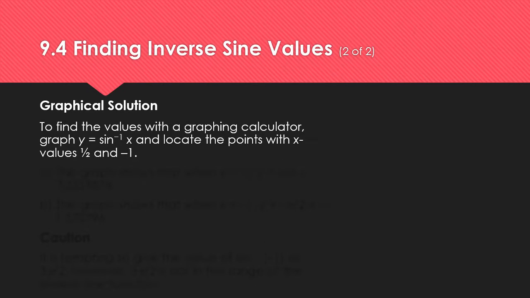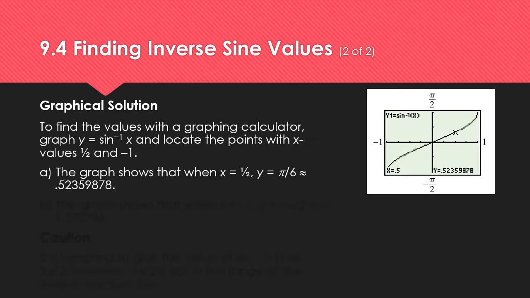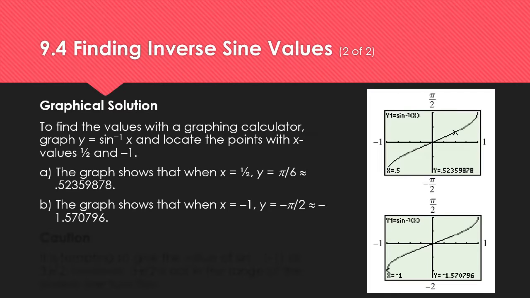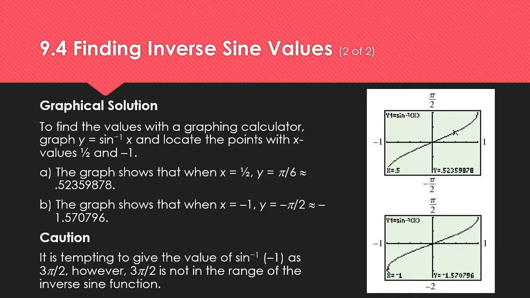To find the values with the graphing calculator, you graph y equals sine inverse of x and locate points with x values of 1/2 and -1. There's our graph, and it shows that when x is 1/2, y is pi over 6, which here, of course, you get as the decimal equivalent. For -1, you see way over at the edge there, it's negative pi over 2. And again, for part c, there was no solution. It is tempting to give the value of the inverse sine of -1 as 3 pi over 2, but 3 pi over 2 is not in the range of the inverse sine function. In other words, you've got to keep it to negative pi over 2 to positive pi over 2.